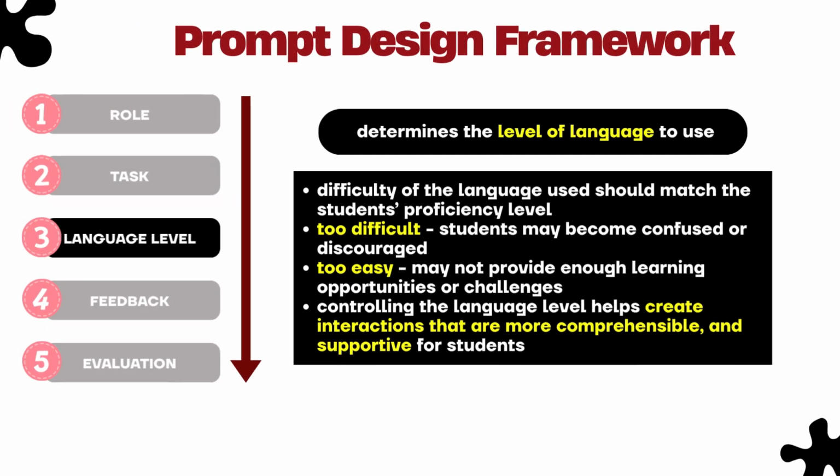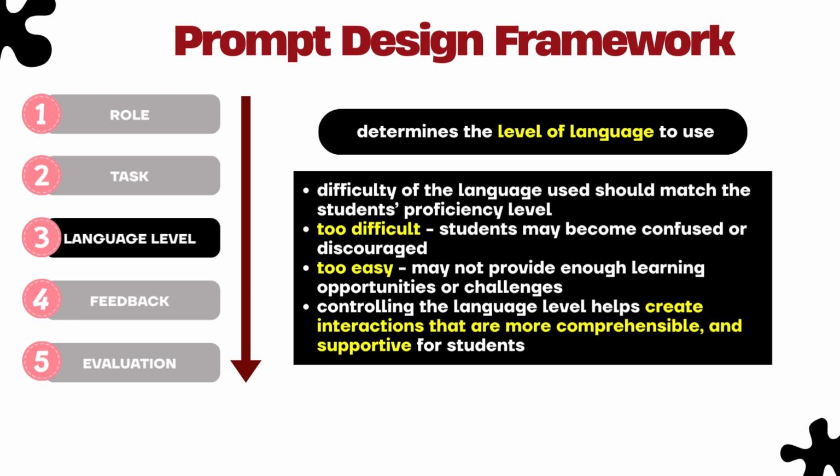Next, we have language level. Here, we determine the complexity of language we want the AI to use. This is important because the difficulty of the language used should match the student's proficiency level. If the language used is too difficult, students may become confused or discouraged during the role play.